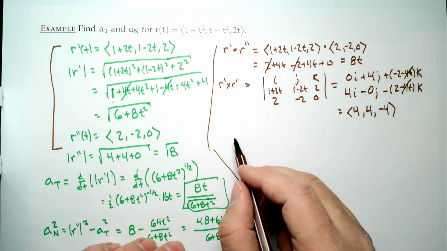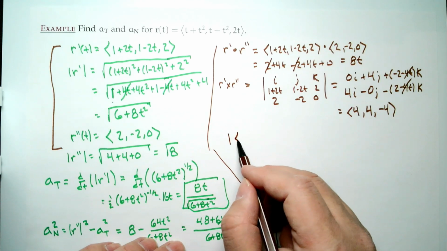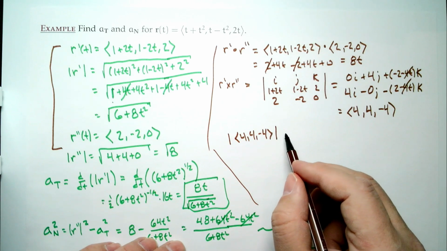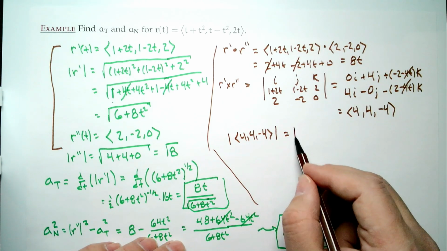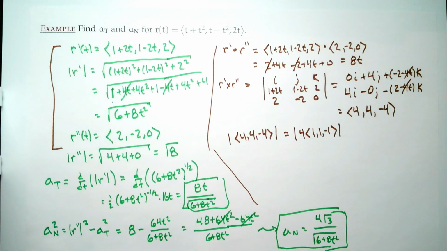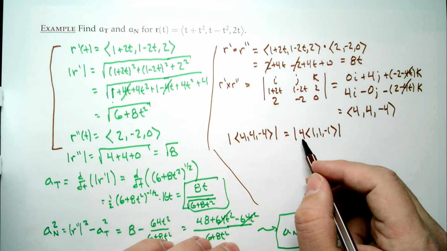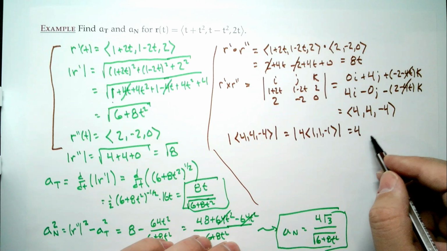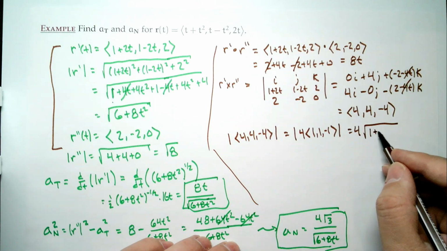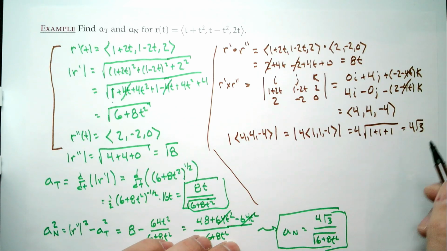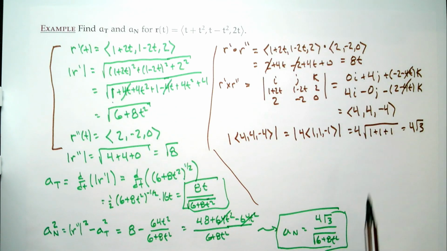Now, what is the magnitude of this vector? Magnitude of 4, 4, negative 4. Well, we can actually simplify this to say this is really the magnitude of 4 times (1, 1, negative 1), because I can pull out a common scaling factor. If I'm finding the magnitude, take the size of this number, that's just 4. Now take the magnitude of this vector, which is the square root of 1 squared plus 1 squared plus negative 1 squared. So that's 4 square root of 3. We've seen these numbers before, 8t and 4 root 3.